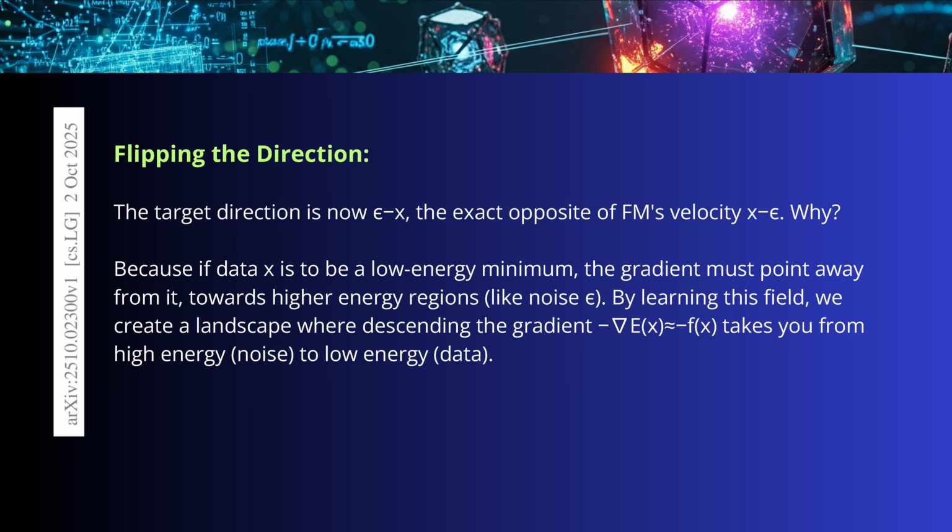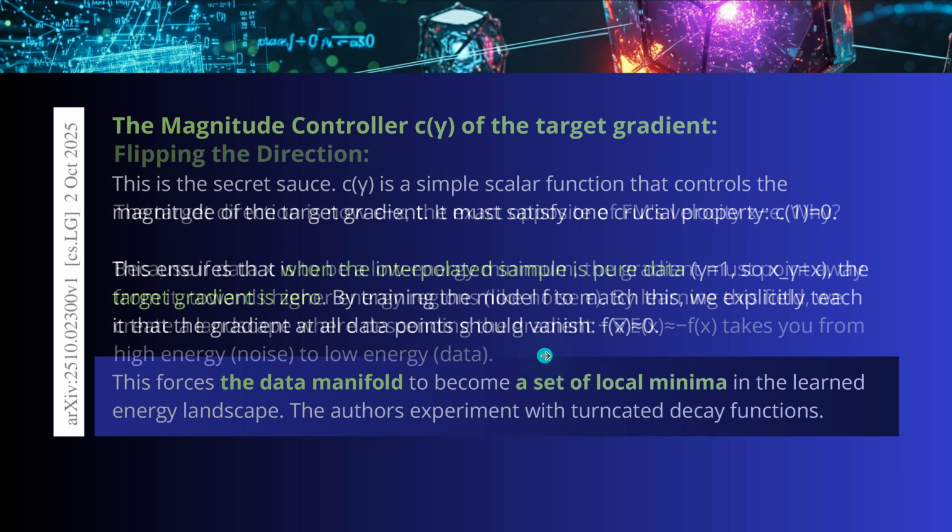You can have this idea, like this here, flipping the direction. The target direction is not the difference, it is the exact opposite of the FM velocity. Why? Now we understand it, no? Because if the data x is to be a low energy minimum, you are at the minimum. You can't go deeper, no? You have to go in the opposite direction. The gradient must point away from it towards the mountain, towards the higher energy regions, like the noise epsilon. And by learning this field, we create a landscape where descending the gradient takes you from the high energy, the noise, to the low energy, to your data points.